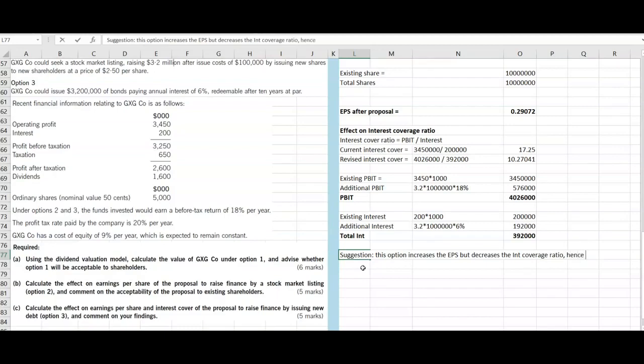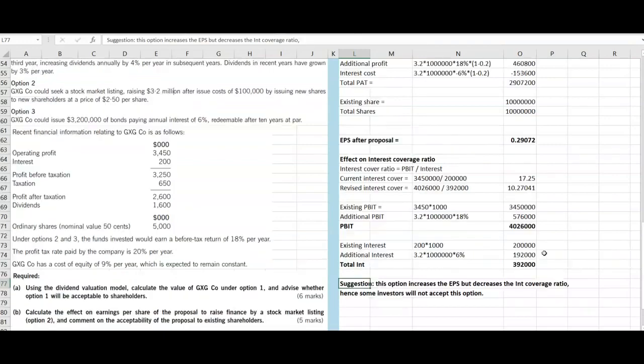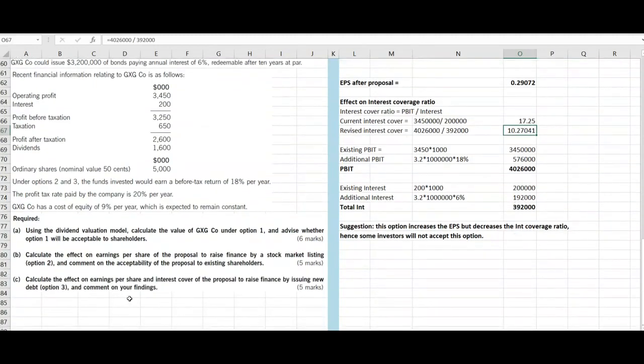Hence, some investors will not accept this option. So we have come to our final element. So even though the proposal increases the EPS, it decreases the interest coverage ratio. Okay, from 17 to 10, it decreases. So that is a very bad kind of a sign. So they might not accept it.